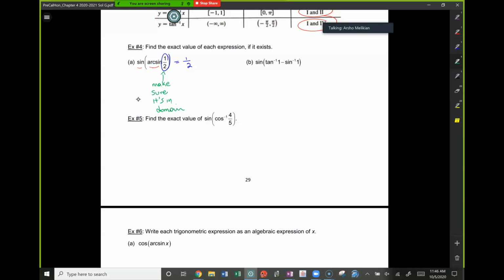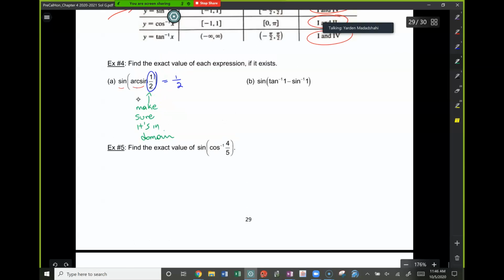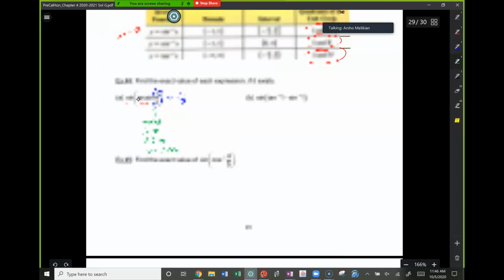It would be like sine of arc sine of 2, and then you say, oh, it can't be greater than 1. Yeah. Okay.